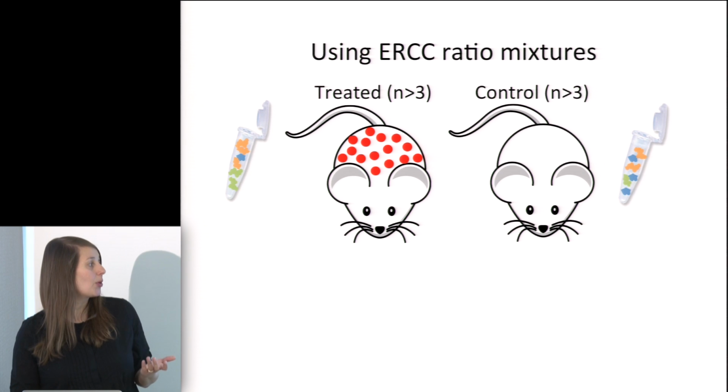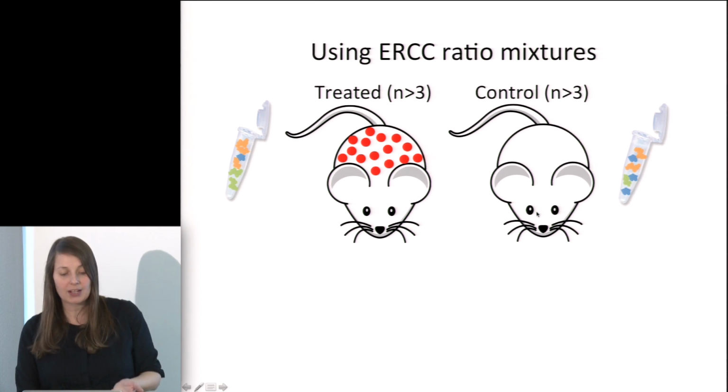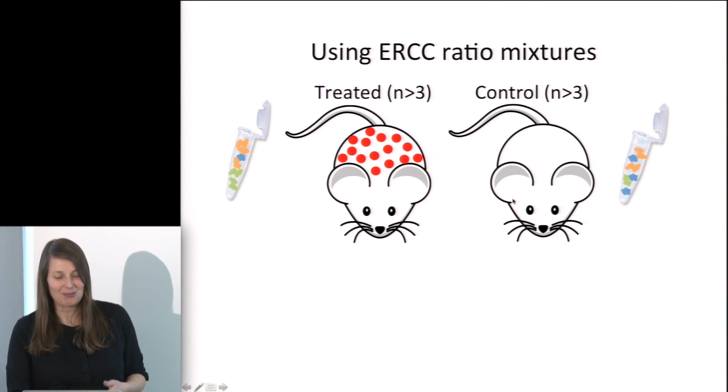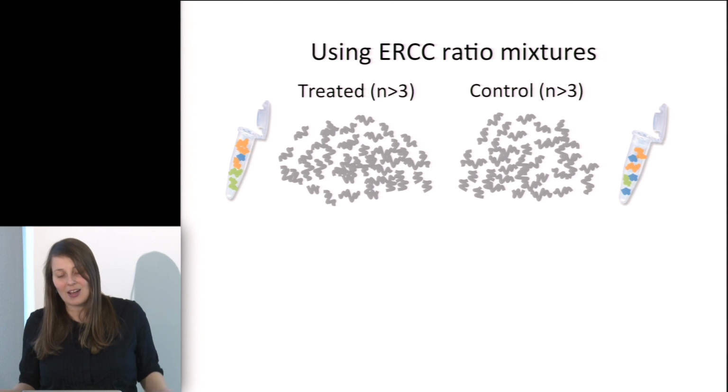So, for example, say we have two different mice, one that's been treated and one that's the control, multiple replicates, of course, of these mice. And you can see that there's differences in these mice phenotypically, but when we look at their RNA, it clearly is just a pile of RNA molecules.